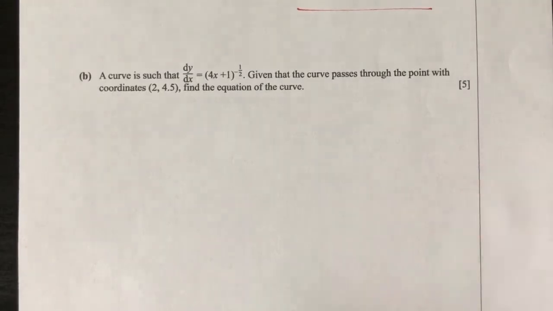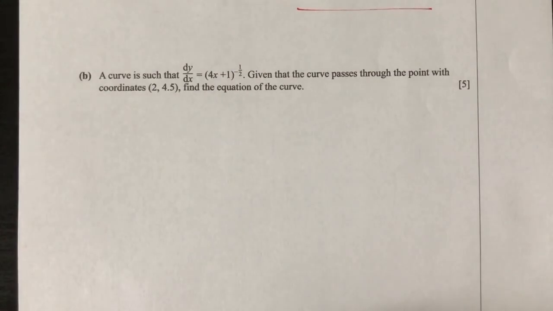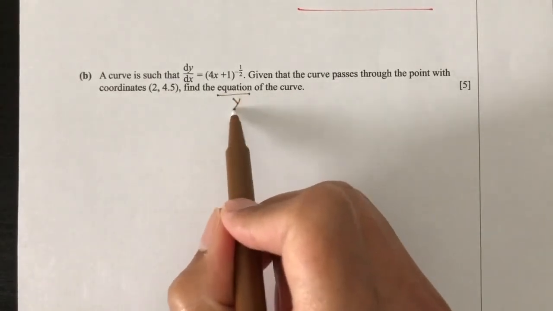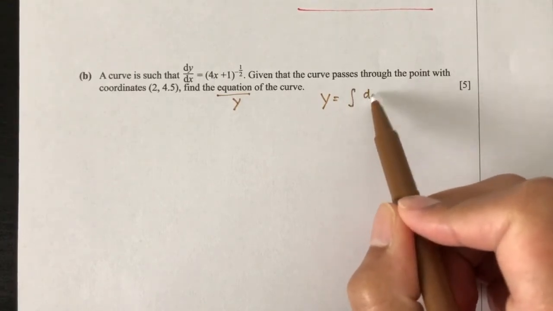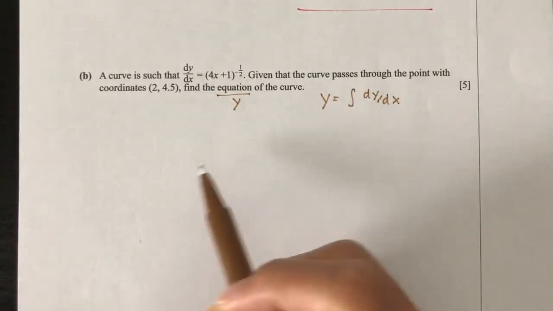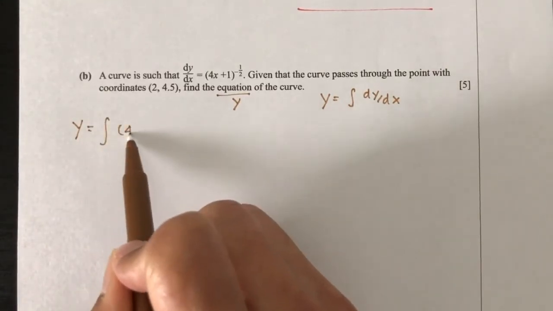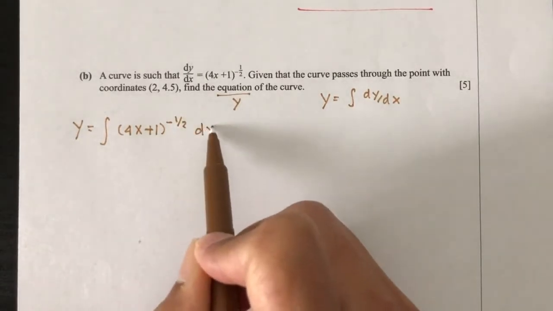Now for part B, we have a curve such that dy by dx is equal to this one. Now given that the curve passes through the point, this, find the equation of the curve. So whenever you are asked for the equation, it is to find the value of y. So y is equal to the integration of dy by dx. So let's do that. So y is the integration of dy by dx, which is this function with respect to x.